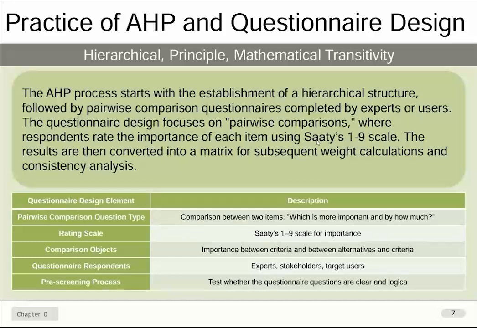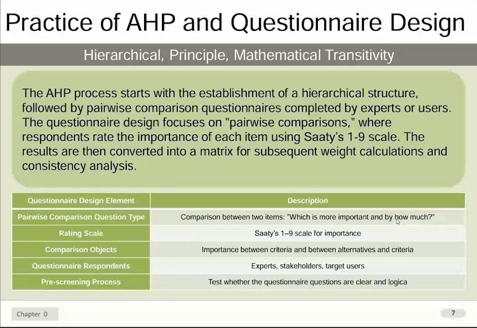So what does that mean? Anyway, for your design principles, you have to compare them 2 by 2. For example, you have A, B, C, D, E, 5 design principles. Then you have to compare A to B, A to C, A to D, A to E, and then B to C, B to D, B to E, etc. So that's the comparison between two items to decide which one is more important.